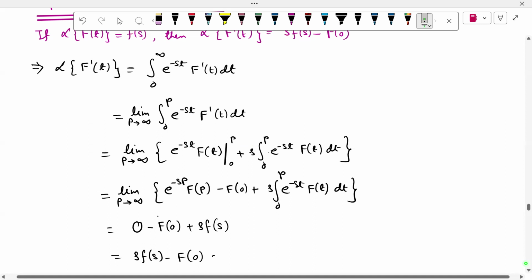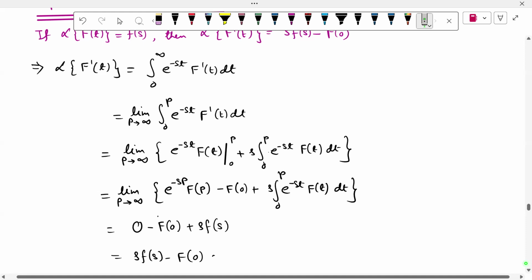Now put the values. If you put t equal to p, then you get e to the minus sp f p. If you put t equal to 0, then f 0, and e to the power 0 is 1. So you are getting minus f 0. Plus, the second term gives s integral 0 to p e to the power minus sp f t dt.